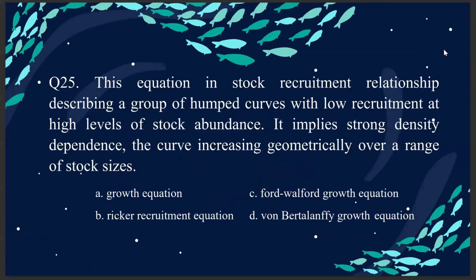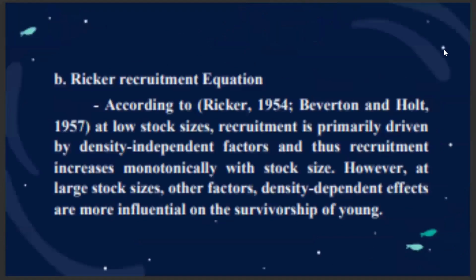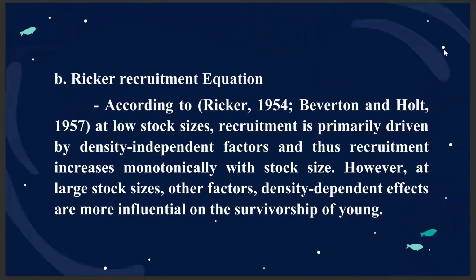Number 25. This equation is a stock recruitment relationship describing a group of herd with a low recruitment and a high level of stock abundance. It implies strong density dependence, the curve increasing geometrically over a range of stock size. A. Growth equation. B. Recurrent equation. Or C. Ford-Walford growth equation. D. Von Bertalanffy growth equation. The answer is B. The Ricker recruitment equation.